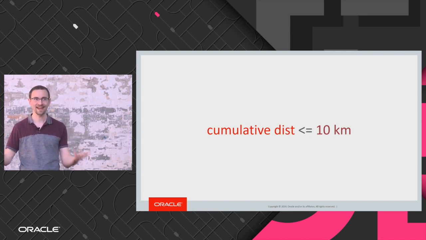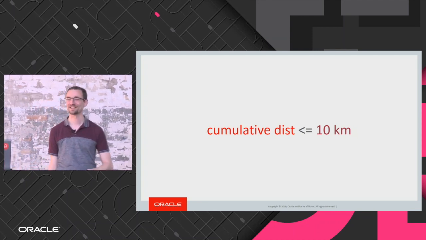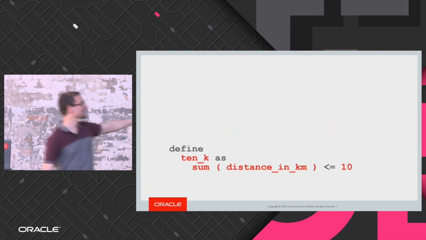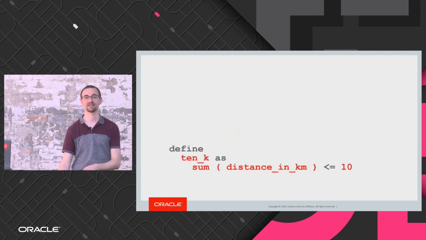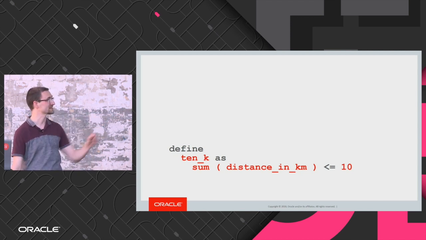What function do we have to add things up in SQL? Come on, you must be feeling strain after lunch. Sum. Add all these rows together, add all the values together. So this gives us the running total. We're adding them up until the total distance is less than 10.